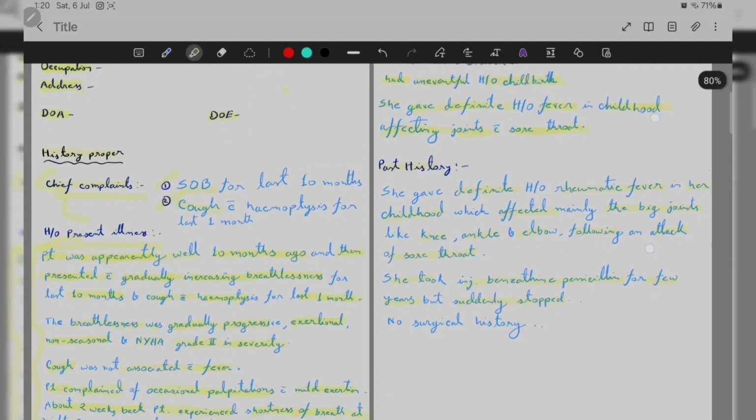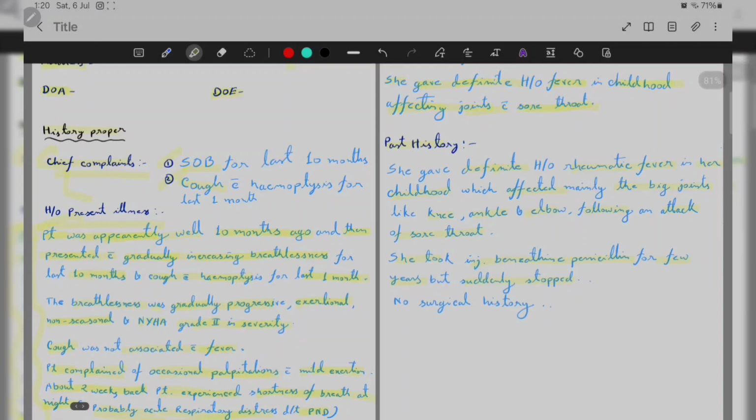After the present illness, you have to write the past history. In the past history, she gave a definite history of rheumatic fever in her childhood, which affected mainly the big joints like knee, ankle, elbow, following an attack of sore throat. She took injection of benzathine penicillin for a few years but suddenly stopped, and she has no significant surgical history.